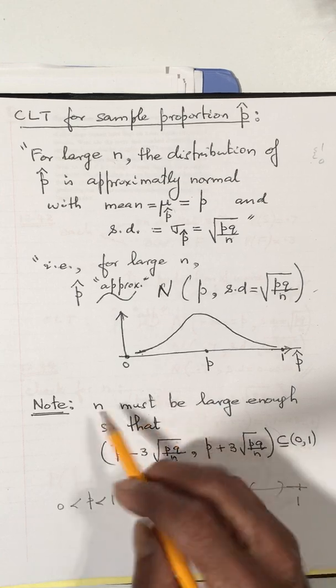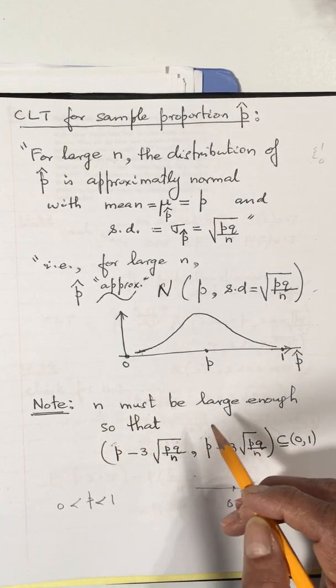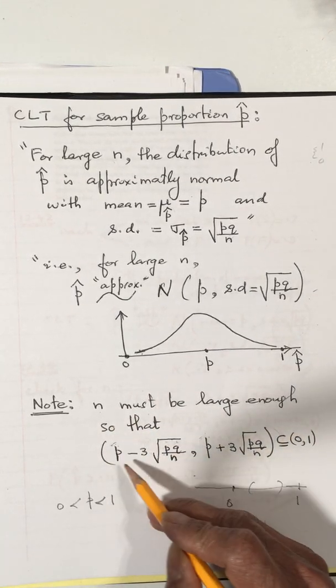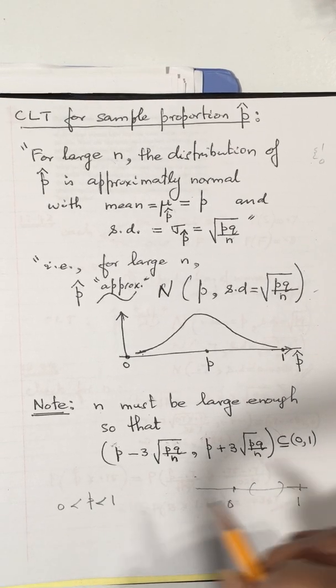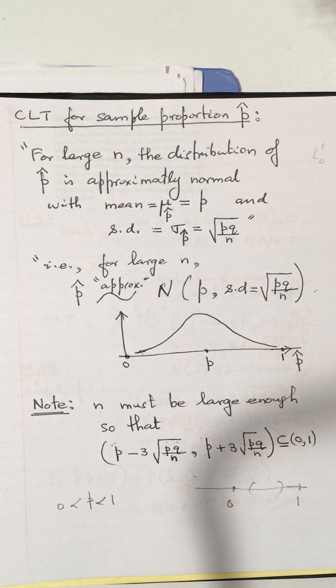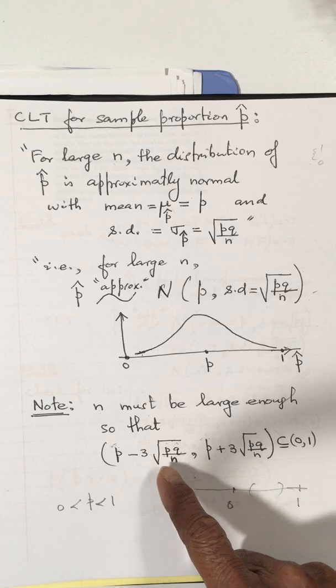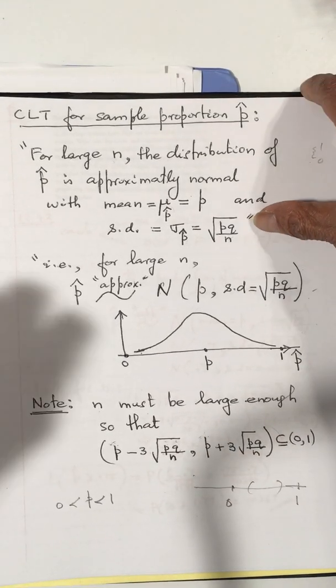So the condition is n must be large enough so that this interval is within 0 and 1. Sometimes some books give other conditions, but later you will see that most textbooks use this condition, with the 3 sitting over there. And later you will see why that is correct.